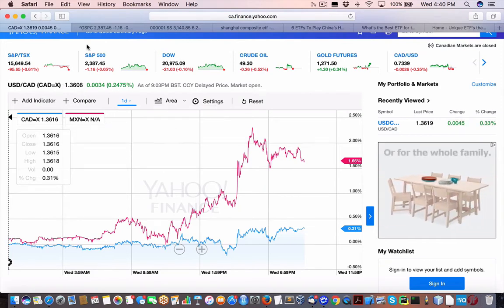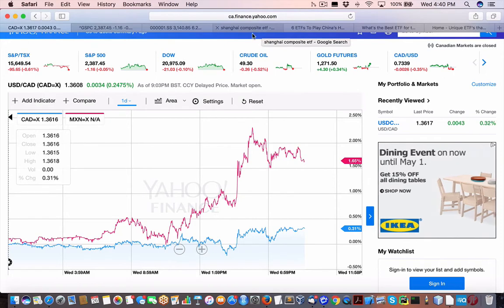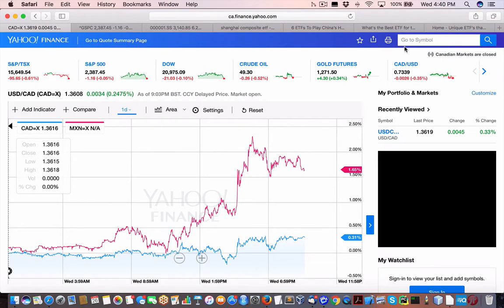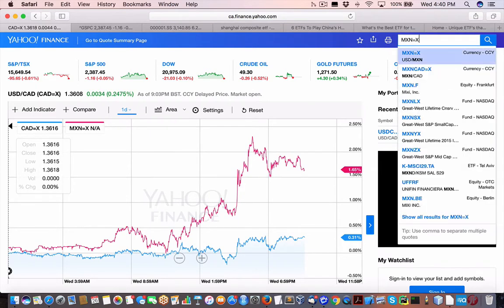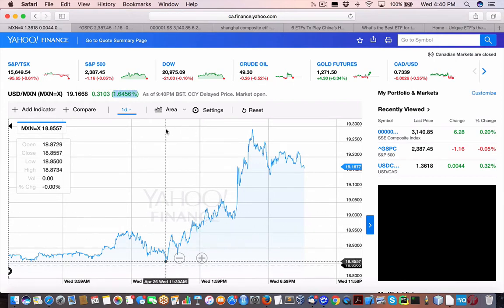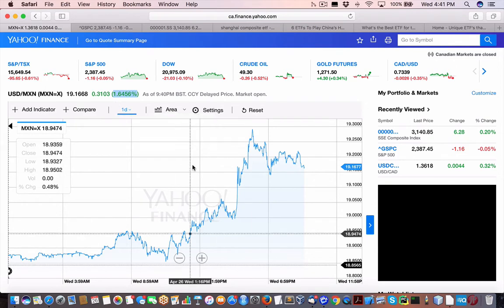So let's say I want to look for a better daily move of MX. So if I type in here MXN, Mexican peso, you can see here this has had a nice positive move of 1.6%. So there are assets out there that do move at least 1%. The problem is being able to determine those, obviously the timing, but they do exist.